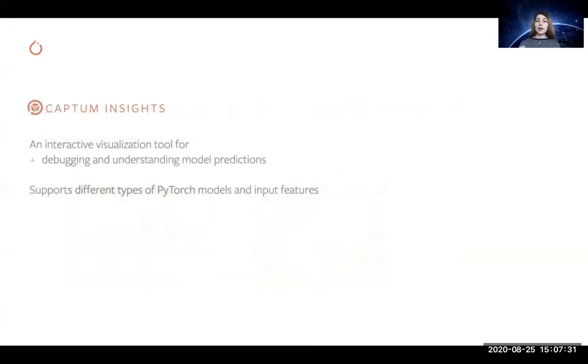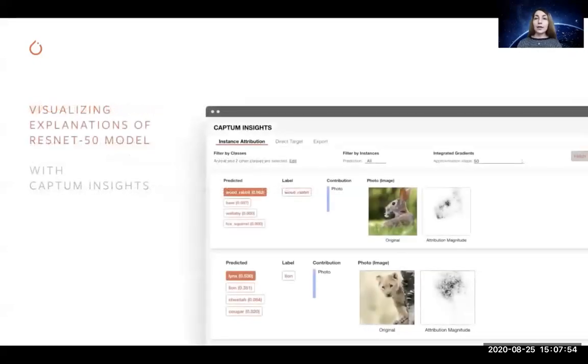I showed you a couple of visualizations, but they were more static visualizations. So we decided to create a tool called Captum Insights that will help us to make those visualizations more interactive. This tool allows us to debug and understand model predictions and supports different types of PyTorch models and input features. Here is a screenshot of the Captum Insights tool that was used to visualize the attributions for different images used in combination with a ResNet model. Here we can see that by using computer vision renderers, we can visualize which pixels are more important in our prediction.